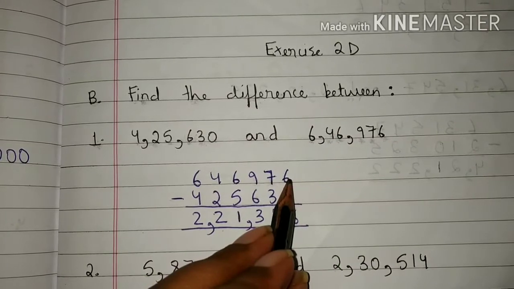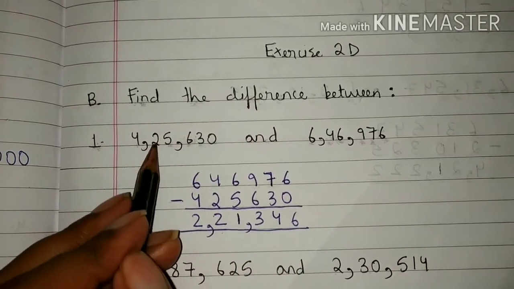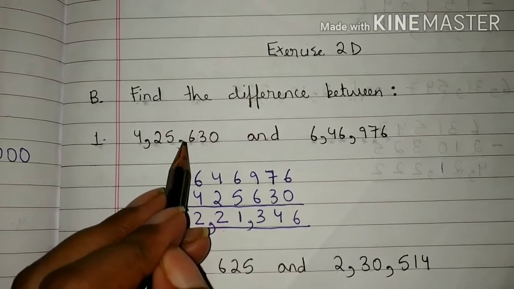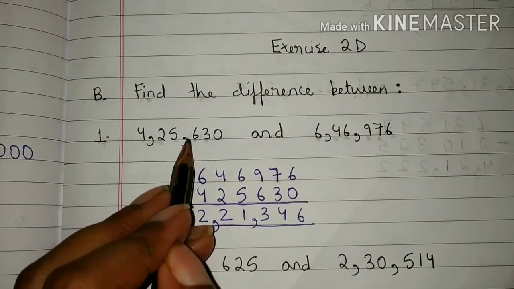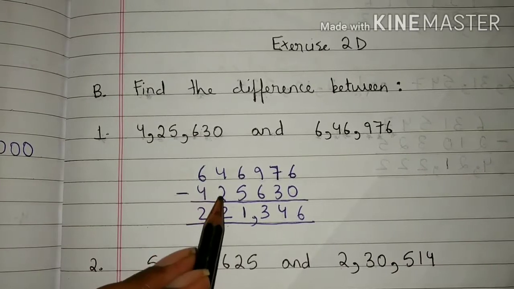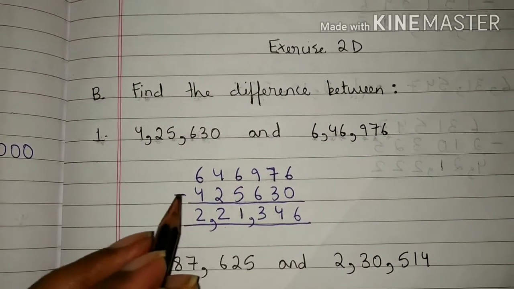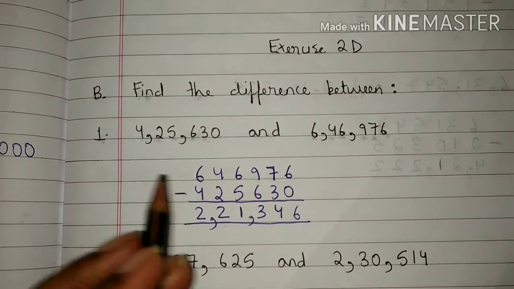6,46,976 here. And 4,25,630 is the smaller number. So we will write 4,25,630 here. Now we will subtract the numbers.